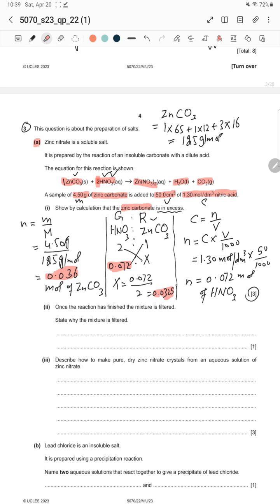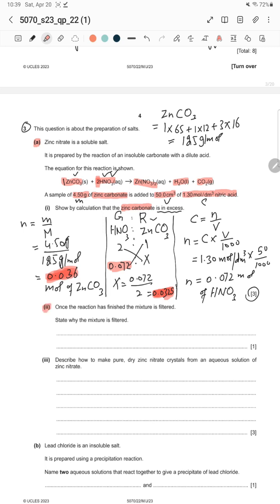How much excess it was? You can subtract the reacted moles from the total moles. So it means the calculation here is showing that the 0.036 moles were in excess because not complete moles were used in the reaction with nitric acid. You have shown this by calculation.